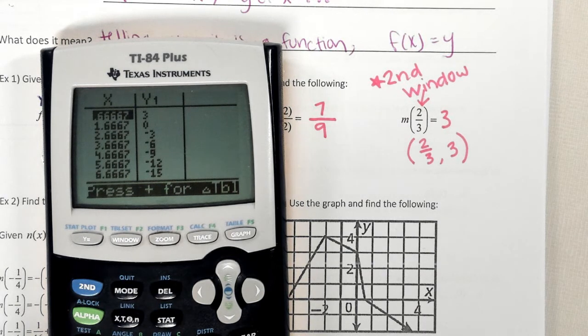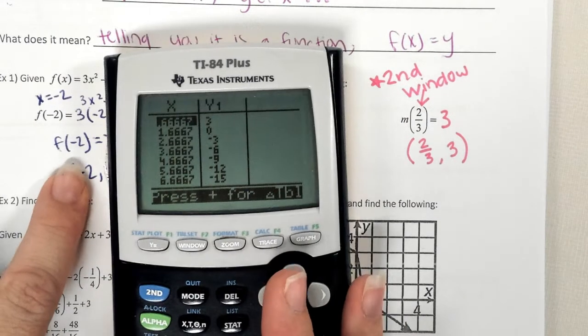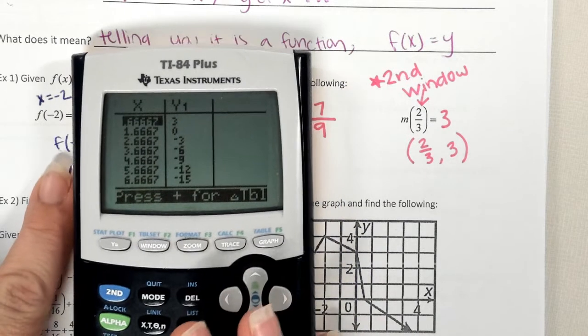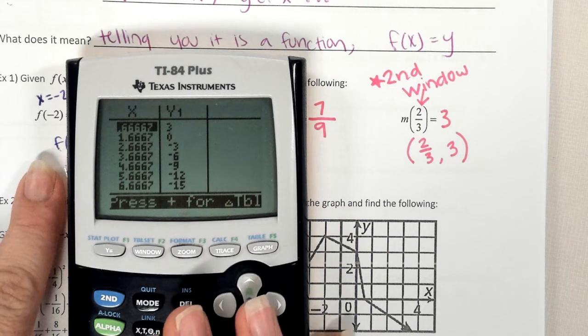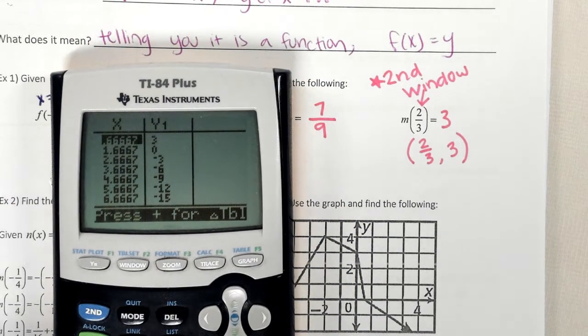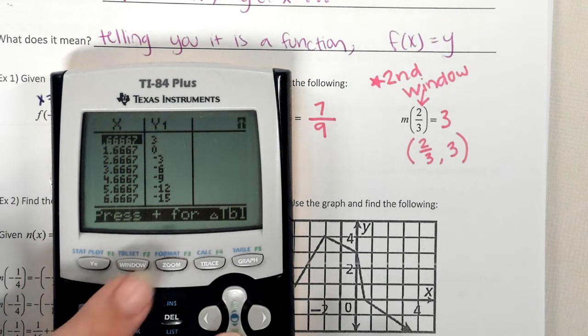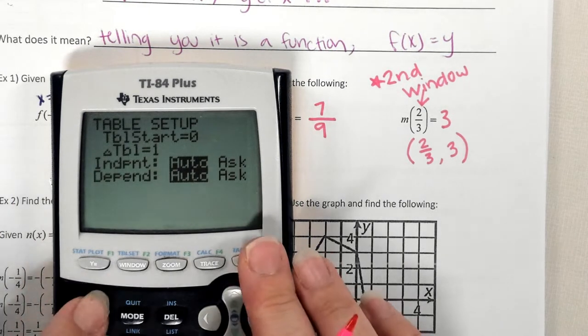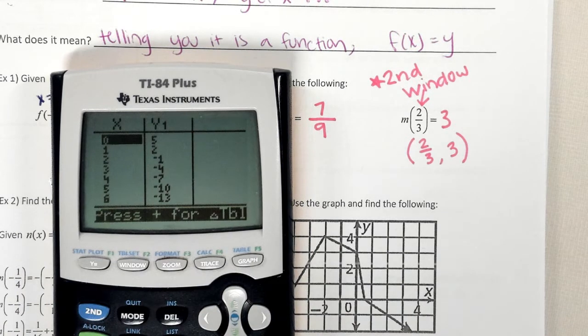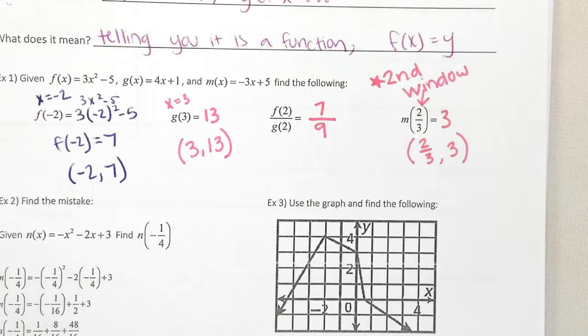Yeah, you could do it the other way like we did on this one. That's totally fine. That's why I'm showing you both. Whichever way you prefer, I'm happy with. Yes? But I'm going to show you both every time. Now, if you ever want to go back, just hit second window again, and you can type 0 or 1 or whatever, and it'll go back to normal. Okay? Any questions with those?